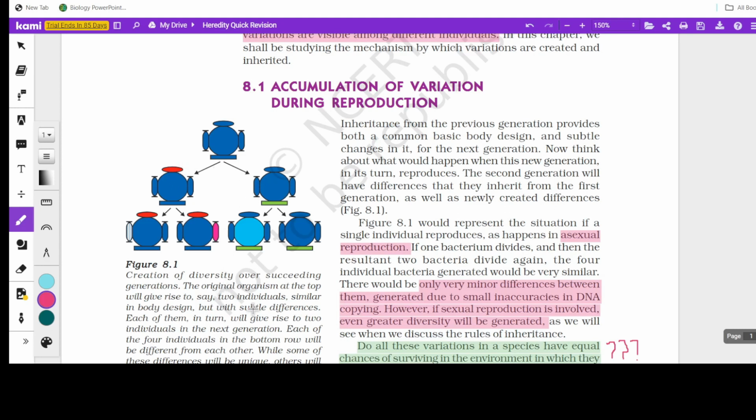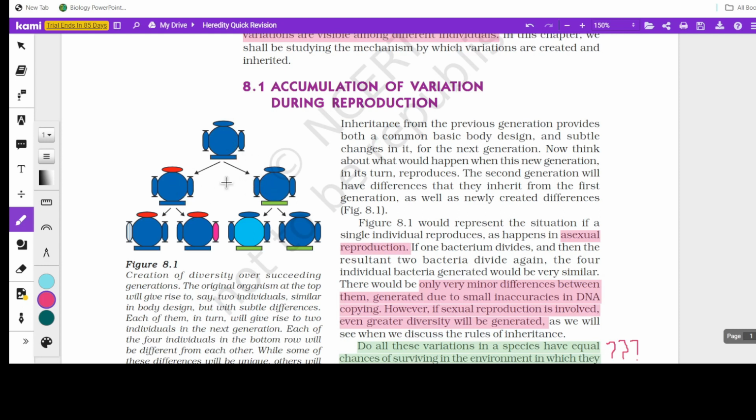And in this part, they have clearly mentioned that it is an asexual reproduction here in the descriptive part. But if only the diagram is given, you may get confused. So it was a question of that kind. Only the diagram was given and children were asked to identify if it is a sexual or asexual reproduction. And you can see slight variations happening after each generation.